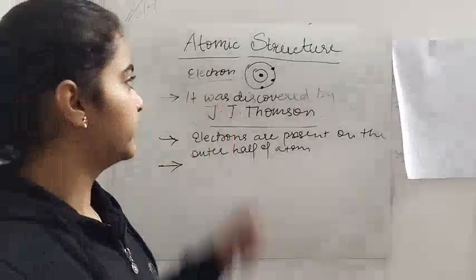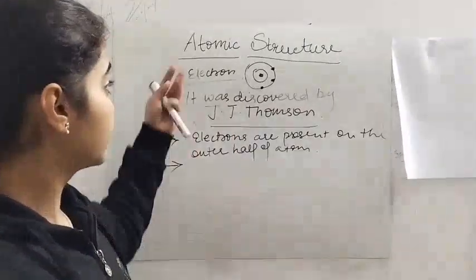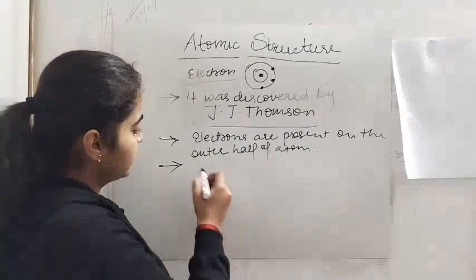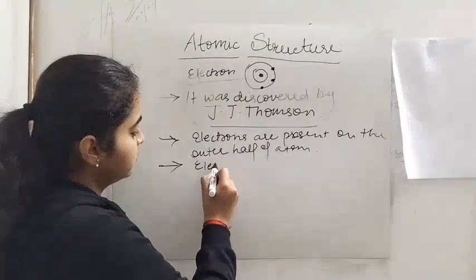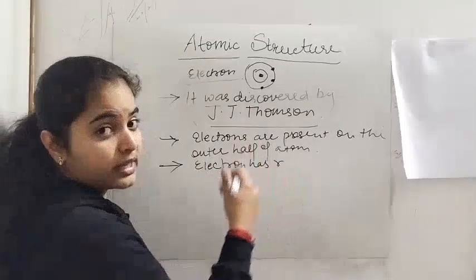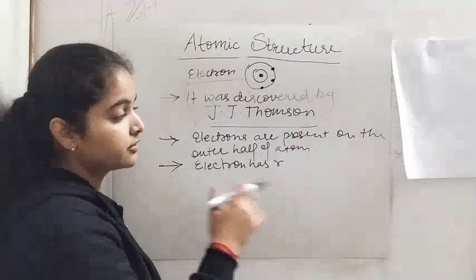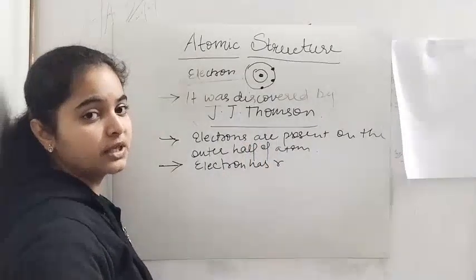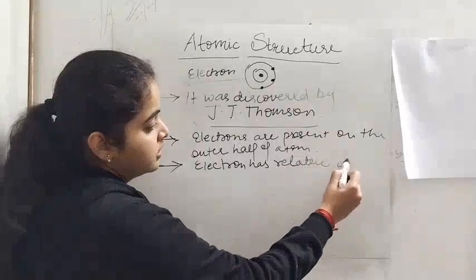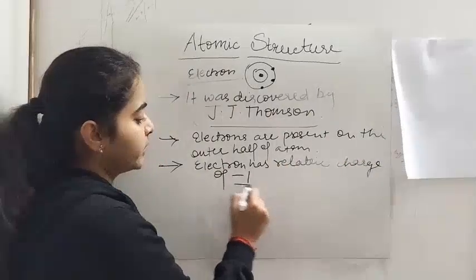And electrons are negatively charged particles, so electron has relative charge of -1. Proton has relative charge of +1 and electron has negative charge, so its relative charge is -1.